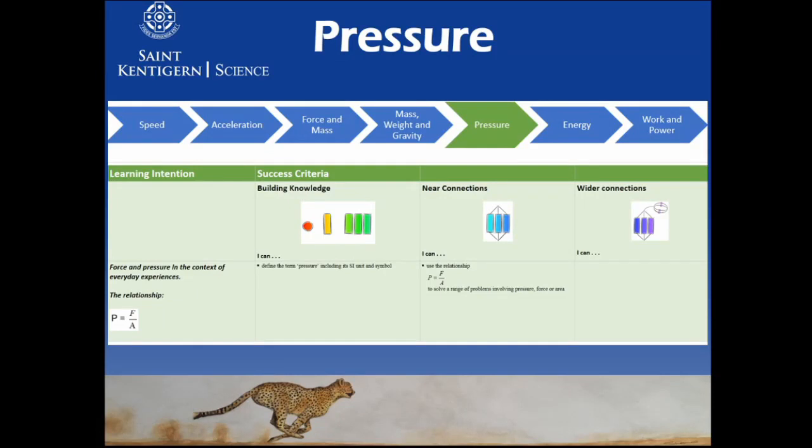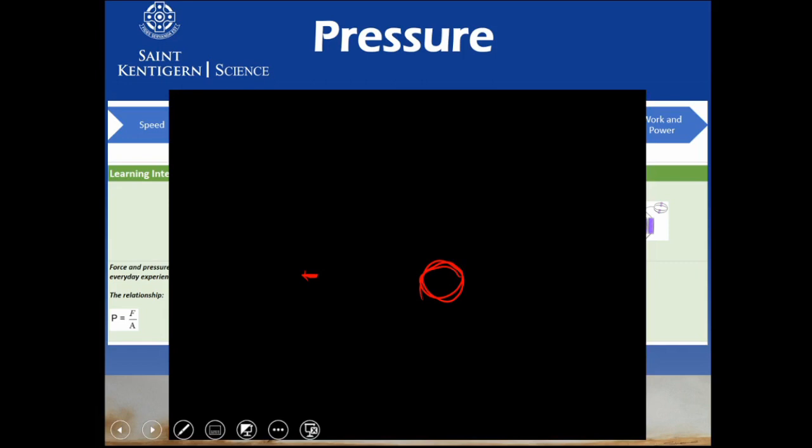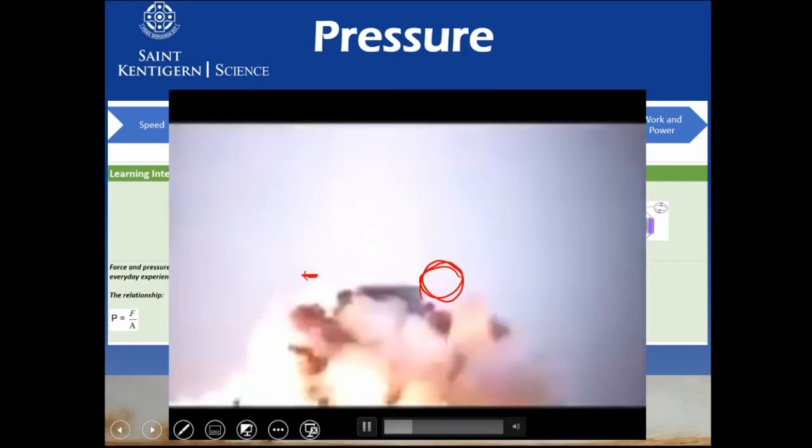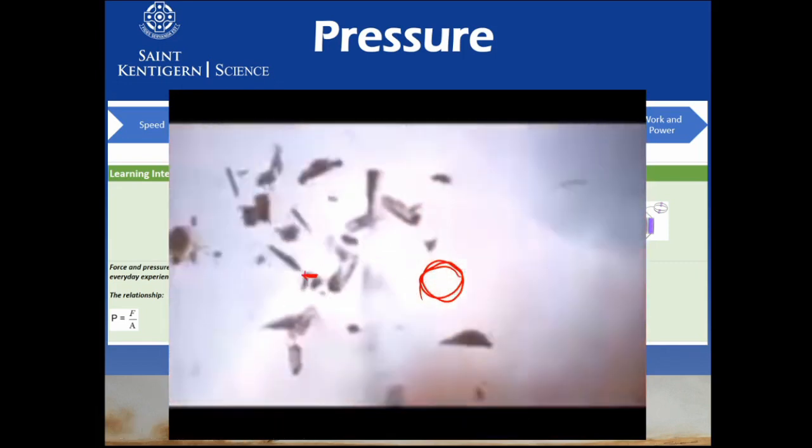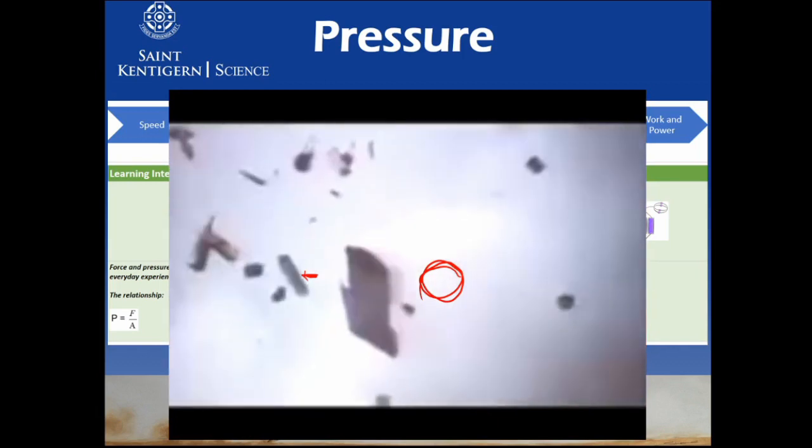We went through pressure. I just thought I'd do a quick recap. For the success criteria, you can see here that we are going to be defining the term pressure and also then use the relationship of that. I told you about the song from Queen. That's Queen's song Under Pressure, but go and have a look.